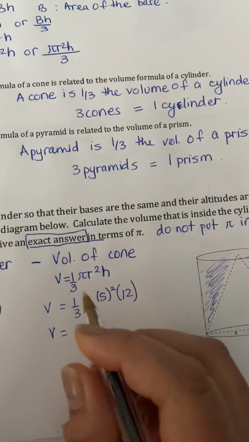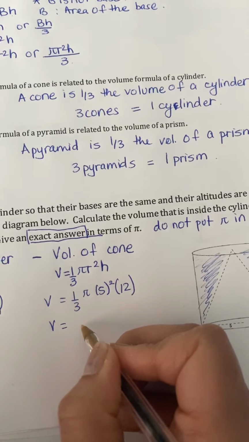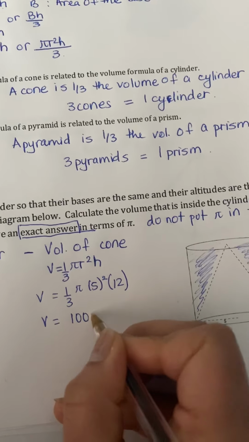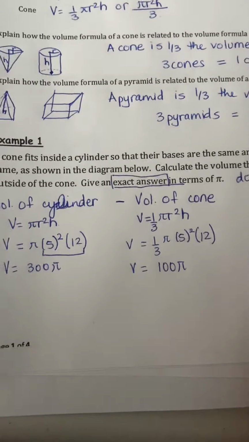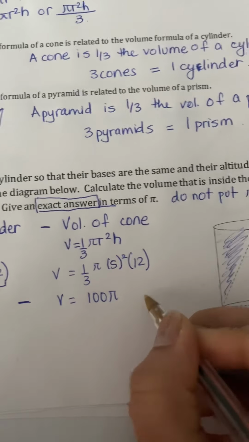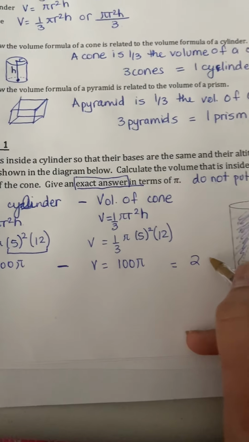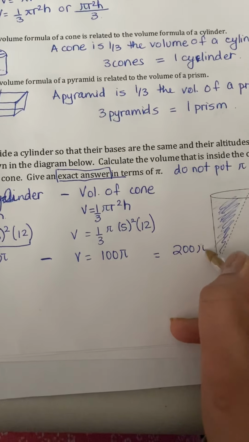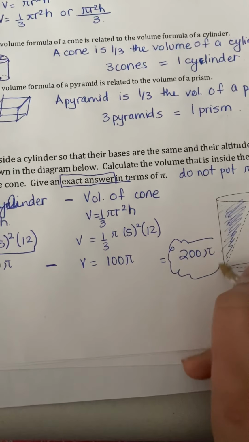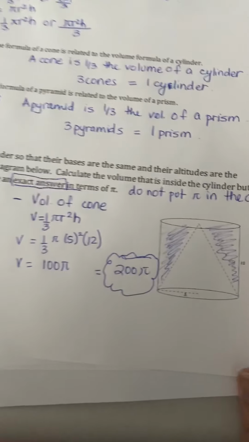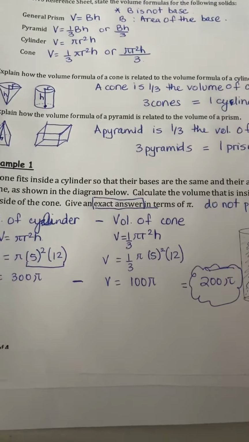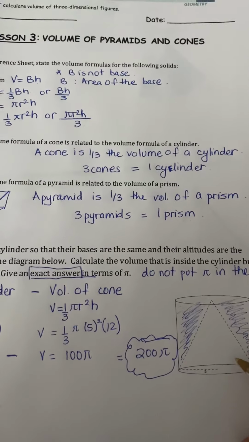the same bases and the same height, and over 3. If we simplify this, we get 100 pi, right? And what are we doing with these two volumes? We're subtracting them. So the volume of the remaining region is 300 pi minus 100 pi, which is 200 pi. So that's our answer.